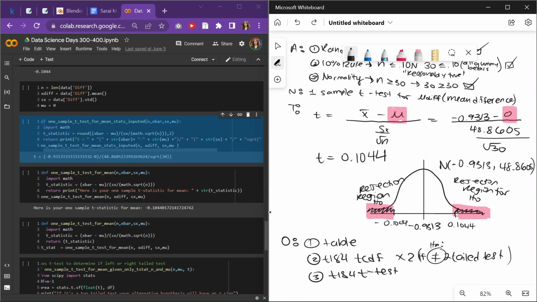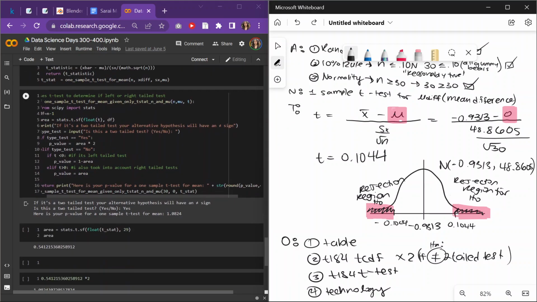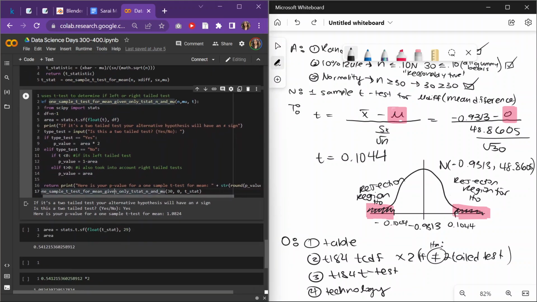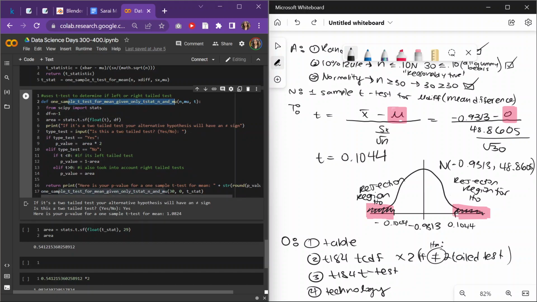And then the way that I like is technology. So I used Python. Well, this is technology too, but more advanced technology. I used Python to basically make a function that calculates a t-stat for me. And I used one function specifically, actually. I made my function, it's called a one sample t-test for mean given only t-stat, n, and mu. And then I just did, well, you don't know about degrees of freedom yet.